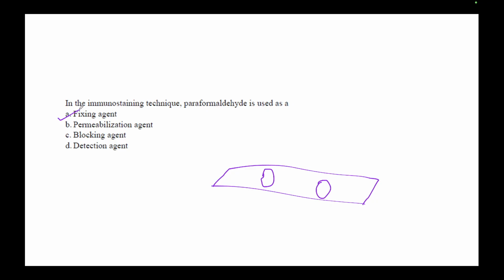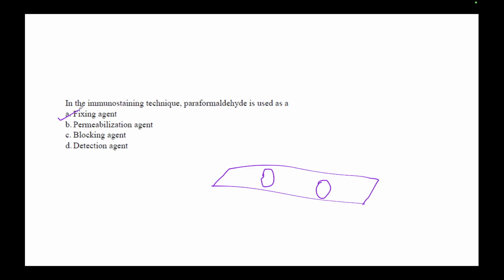That permeabilization agent will make some pores in the cell so that it allows the antibodies to enter inside the cell. You have a cell surrounded by a cell wall, and inside that cell you have the protein, and then you put the antibody. If it is entirely covered by the cell wall, how will the antibodies enter inside? So for that purpose you have one step, the permeabilization agent.